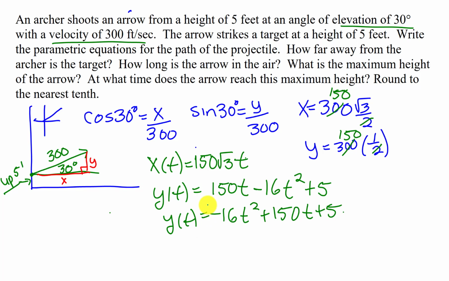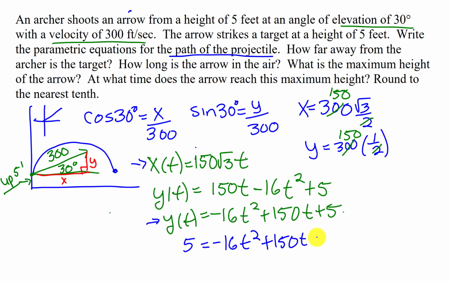So now that I have the parametric equations, I'm ready to look up here and see what else they want me to answer. We've got the path of the projectile with our x and our y. How far away from the archer is the target? This went up and it came back down and hit the target at the same height of 5 feet as wherever the archer was. So first I'm going to figure out when it's back at 5 feet. I'm going to take the y and put it equal to 5. That will give me the time it took to get there, and then I can plug it in to find out the distance.